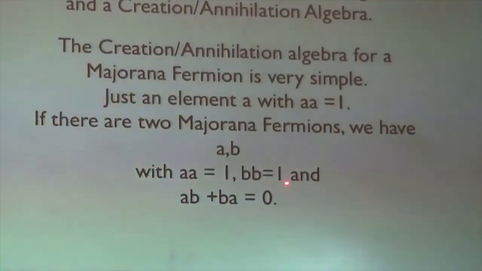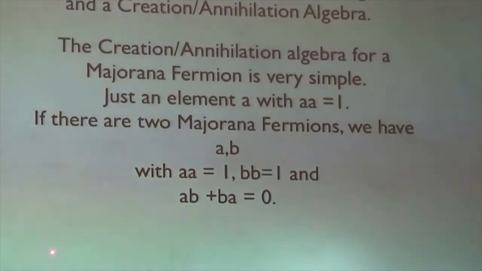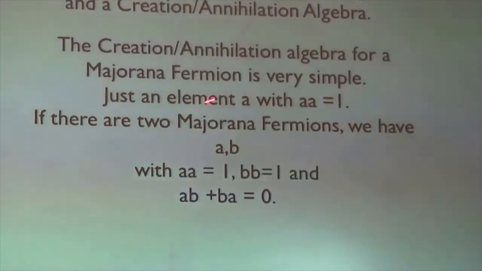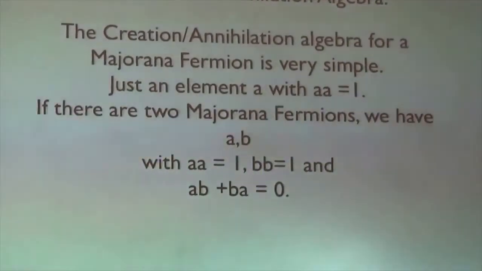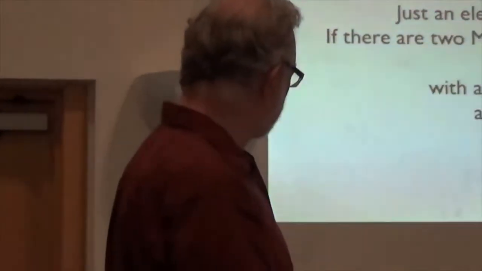I have my favorite Clifford algebra here. A and B, such that A squared is 1, B squared is 1, and AB plus BA is equal to 0. And I'm going to tell you that it makes sense to think of each of these as a Majorana fermion. But let me explain why by going in another direction.